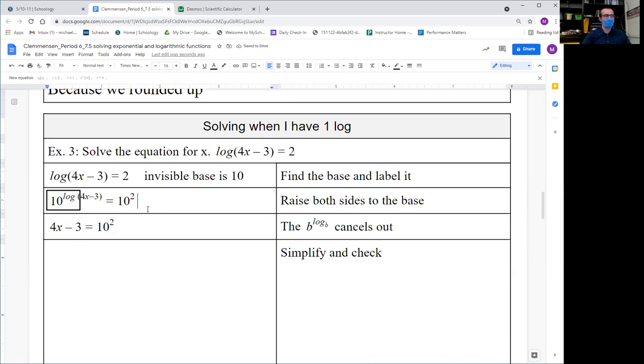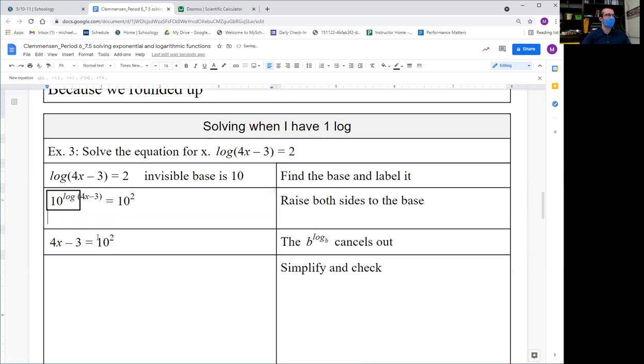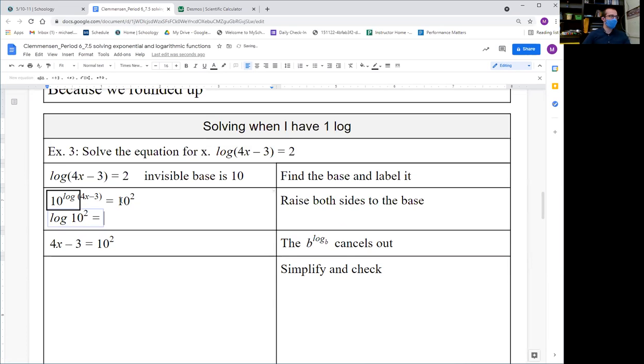If we wanted to see how that worked, we could rewrite this whole thing as a second log. I could rewrite this as log base 10 of 10 squared equals my exponent, which is already log of 4x minus 3.